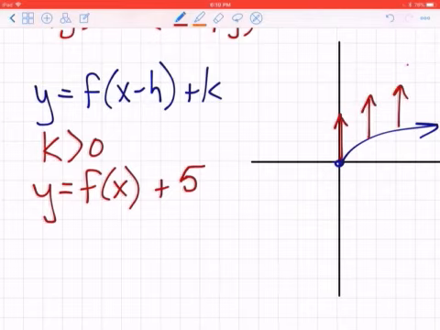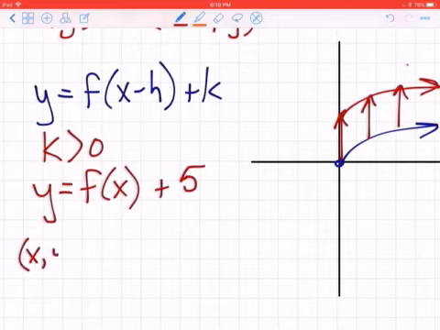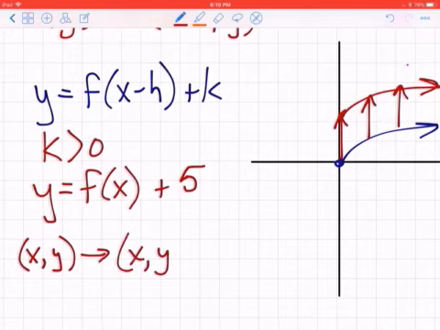Now I know this isn't to scale, so I apologize for that. So we move that up 5. But all the x values stay the same. So if we're function mapping here, and we're saying our points x, y are going to map to giving us x, y plus 5.